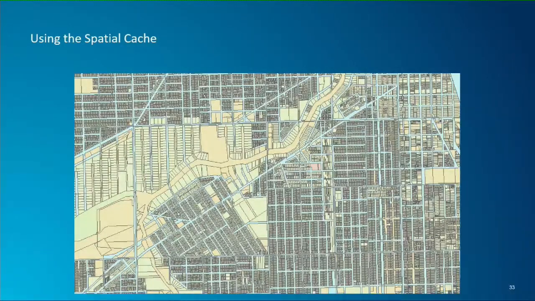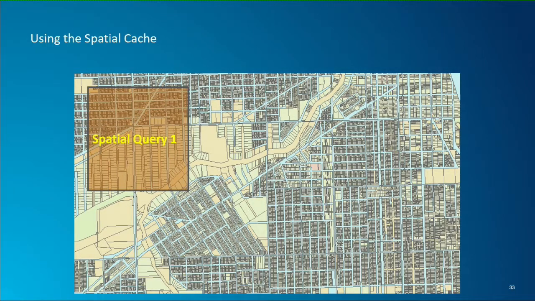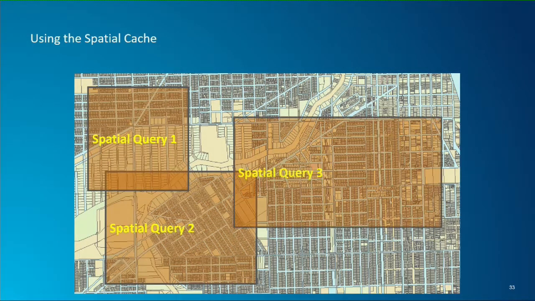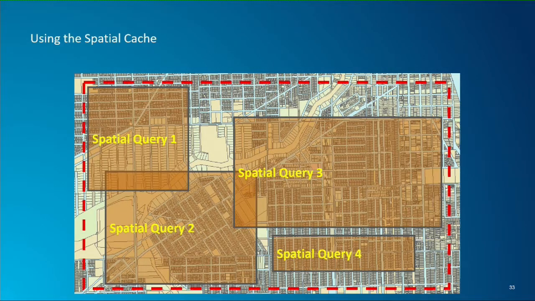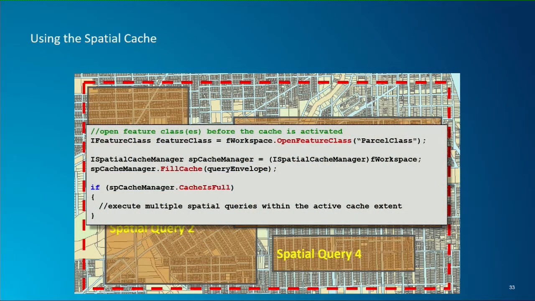Now, simple example, here's some, it looks like parcel data of some sort. Say our first query is going to be in this area, second query over there, third query over there, fourth query there. Why not just cache the entire extent? Okay? That's why you want to use a spatial cache. You'll get better performance. And here's how you do it. It's really not particularly hard to use a spatial cache.